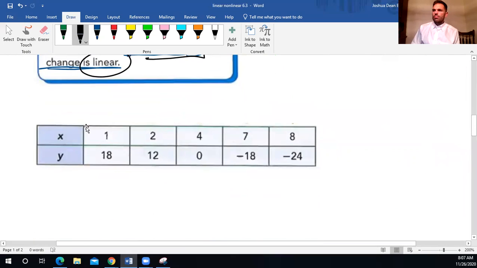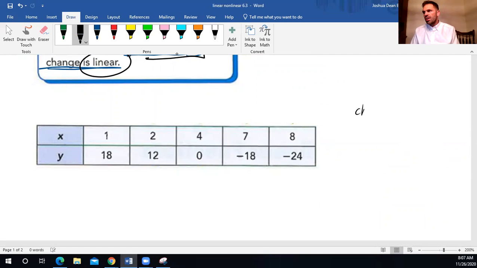Let's see another example. So let's say that we're given this table and we ask, is it linear or nonlinear? Well, remember, we want to find the rate of change, which is the change in output over my change in input.